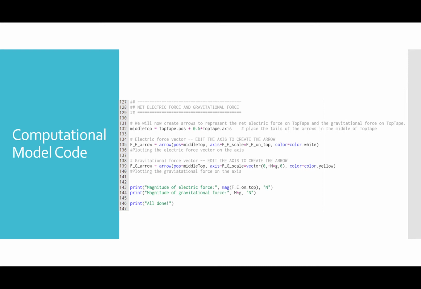In lines 135 and 139, these denote the electric force vector and the gravitational force vector. So I had to change what the axis was, and the axis got changed to, for 135, the electric force vector times that scalar factor, and for 139, it was just the vector of negative m times g, which is just the formula to calculate the gravitational force, times that scalar factor.